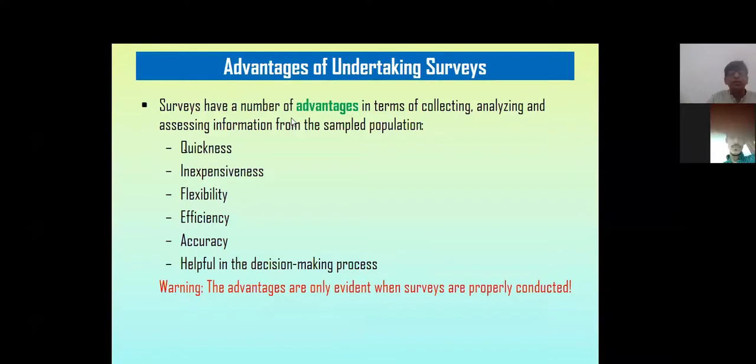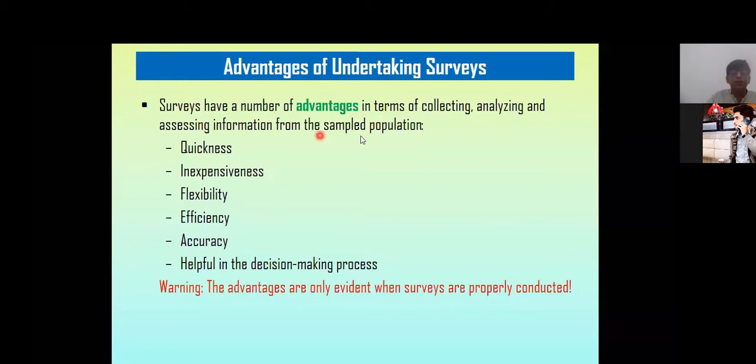Surveys have a number of advantages in terms of collecting, analyzing, and assessing information from the sample population. If we talk about survey advantages, there are several. Very quickly you can collect more and more data. For example, if you send people out to collect data with a certain questionnaire, within a couple of days they can collect data from hundreds of people. So from this point of view, it is very quick.